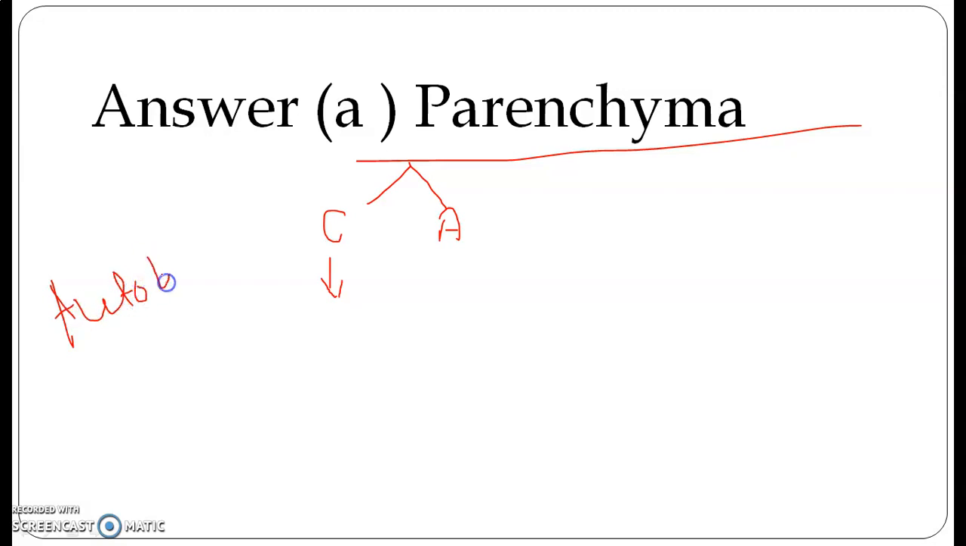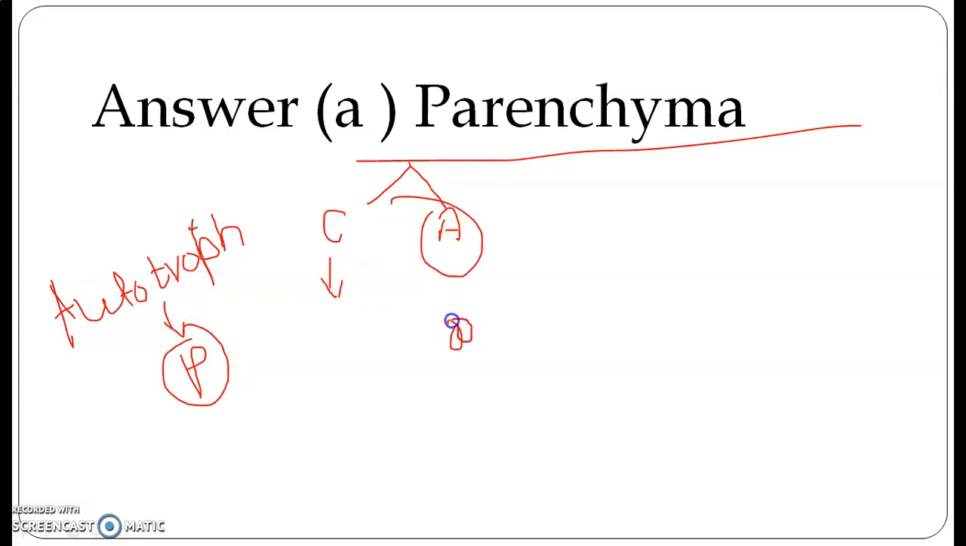You know very well, auto means self and trophos means nutrition. Plants are autotrophs because they contain chlorophyll pigment, which enables them to synthesize their own food. And aerenchyma has air spaces, which make aquatic plants float on water. Clear? So these two types, chlorenchyma and aerenchyma, are types of parenchymatous tissue.